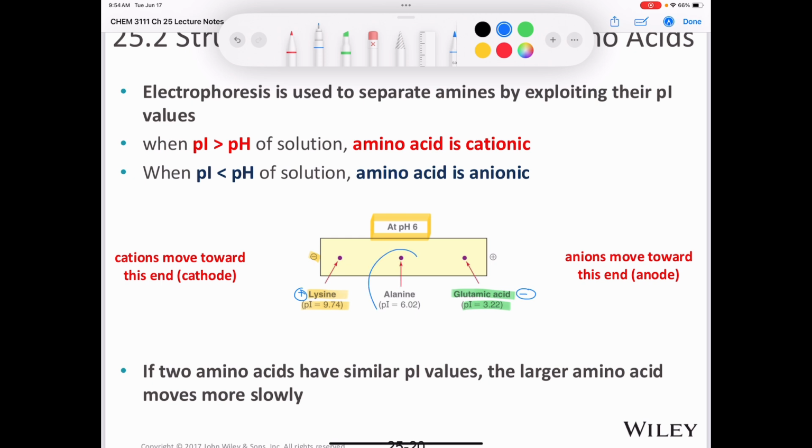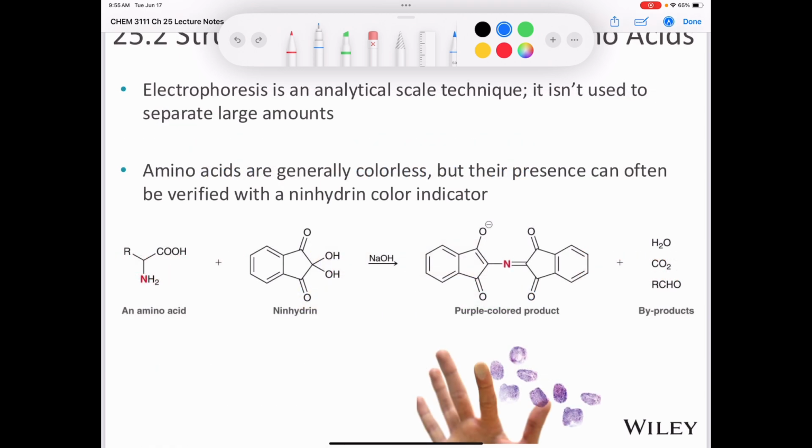Now, if you have something like alanine, that's going to predominate in its zwitterionic form, so it's going to be uncharged. And so it's just going to sit here in the middle. So you can see how you can separate these compounds based on their isoelectric points. Now, if you have two amino acids that have very similar isoelectric values, like glycine and leucine, for example, the amino acid with the larger mass is going to move more slowly because the charge has to carry a greater mass. Now, electrophoresis is an analytical scale technique. That means it can't be used to separate large amounts of compounds.